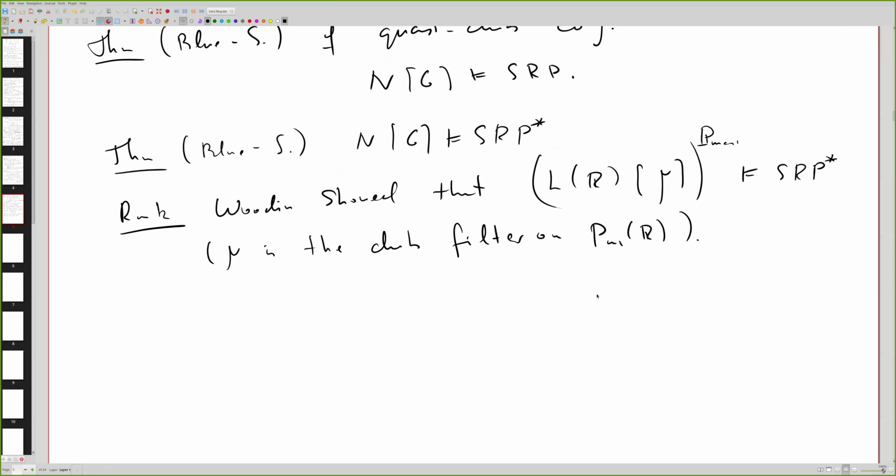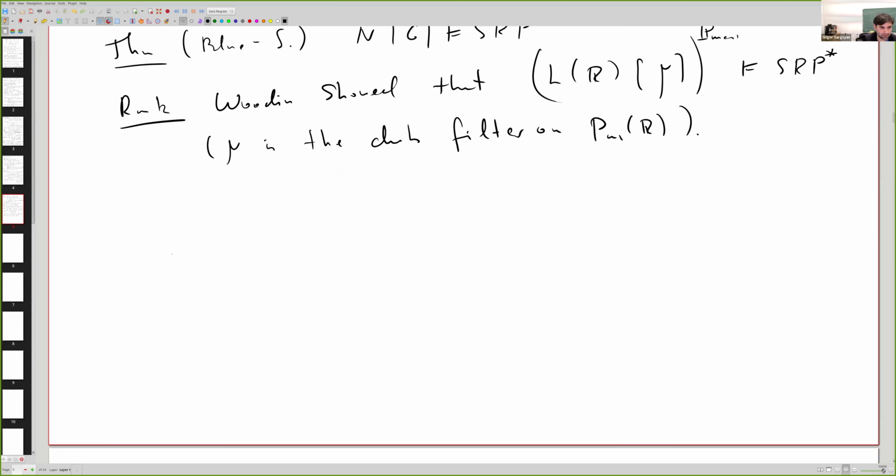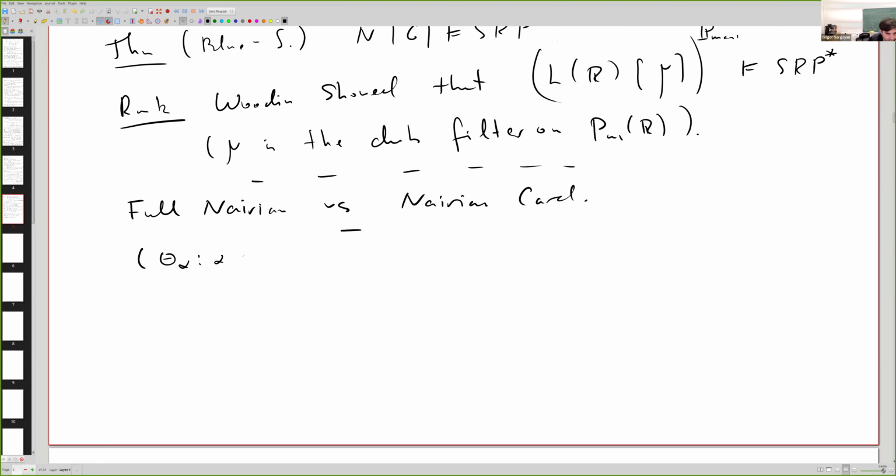Oh yeah, and then we ask about the full Nairian versus Nairian. And so there is this theta sequence. This is the enumeration of Solovay cardinals.